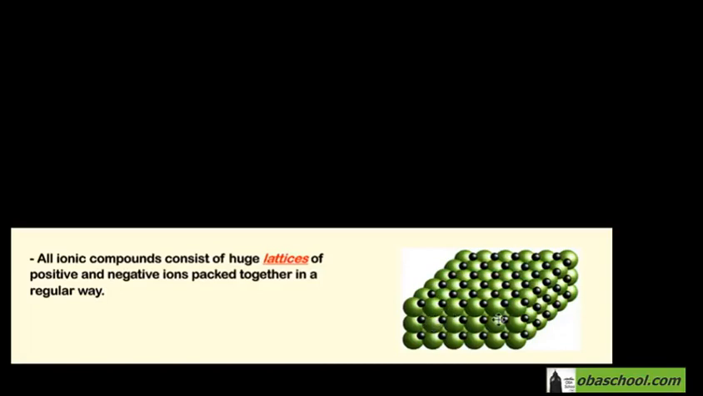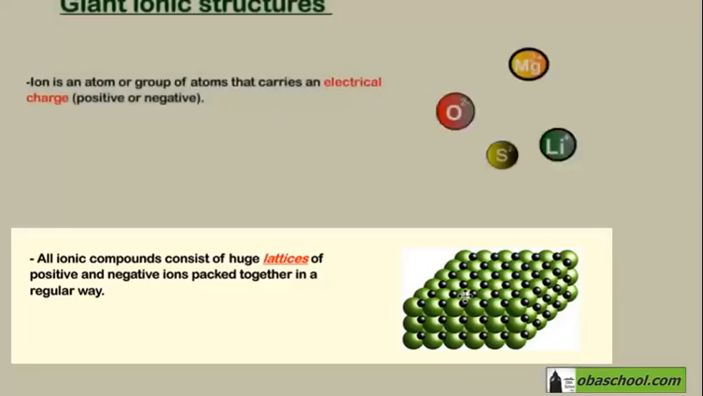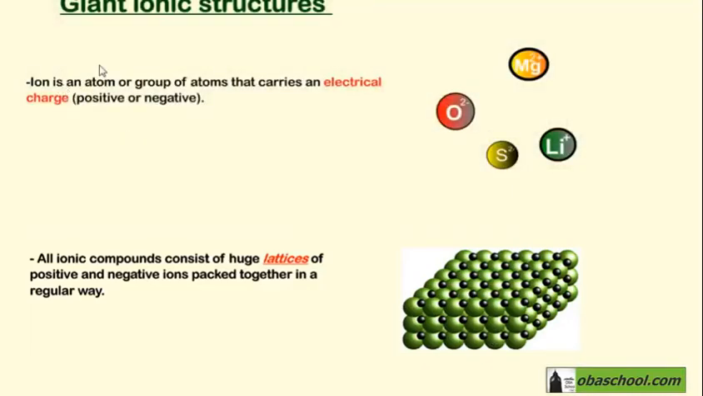Notice in the figure how organized they are. So the ions are packed together in a regular way. So ionic compounds consist of these huge lattices. This is the definition of giant ionic structures.